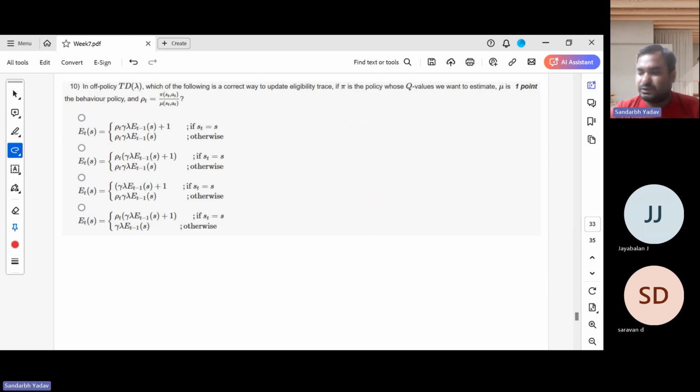Now the last question of the assignment says: in off-policy TD lambda, which of the following is a correct way to update the eligibility trace? If pi is the policy, and mu is the behavior policy, this is the rho factor. Pi is the target policy, and they have given this importance sampling factor.